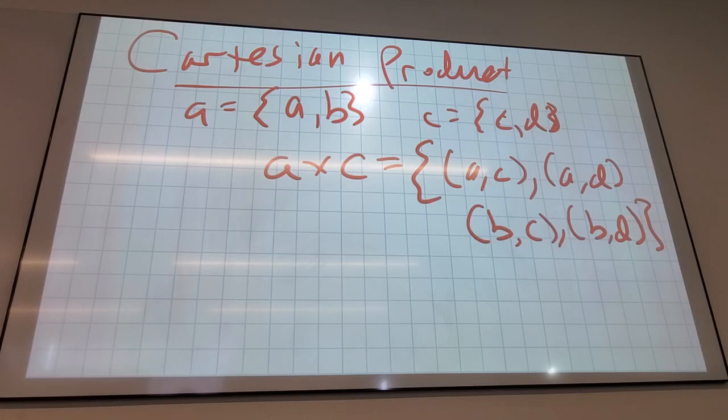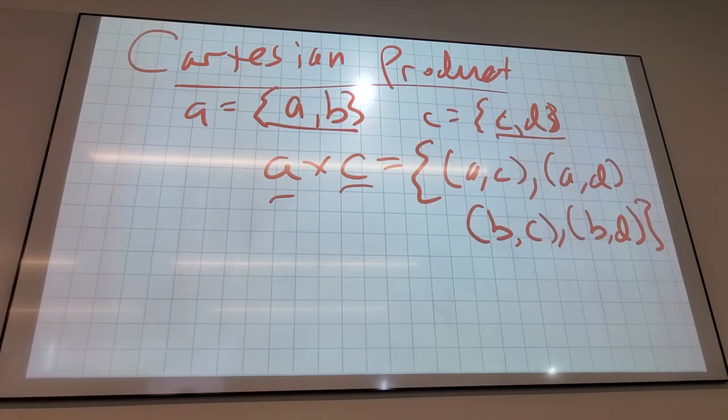So is A cross C the same as C cross A? No, so immediately we can see it's not commutative. How many elements are in that set? 4. And how many elements are in each of these sets? 2. So 2 times 2 is 4. So we stole the idea of basic multiplication from the idea of Cartesian product.